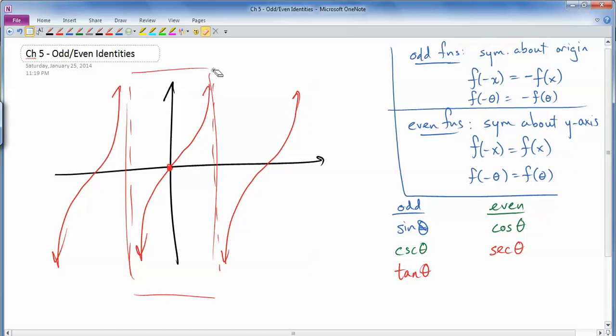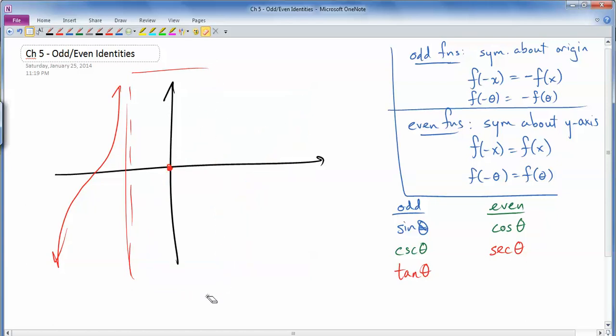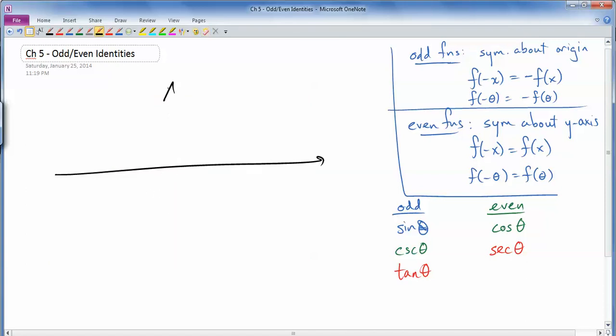And then cotangent is actually built out of the tangent function too, so we're going to guess that it's going to be odd. But let's actually graph cotangent. Okay, so cotangent, there's an asymptote right here, and then cotangent comes down like this. And this would be pi over 2 right here, and then another asymptote at theta equals pi. And then it repeats over here.